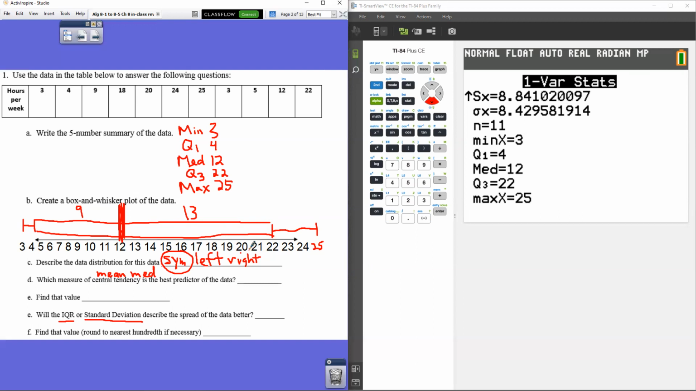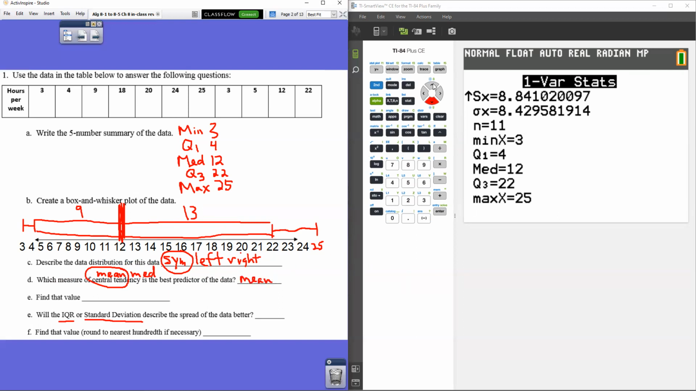Don't worry, on your test and on the review, it will be very, very clear what they are. All right. This one was sort of a bad example, to be quite honest with you. Which measure of central tendency is the best predictor of the data? Anytime that it's symmetric, you use the mean.